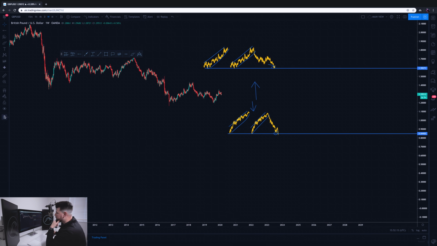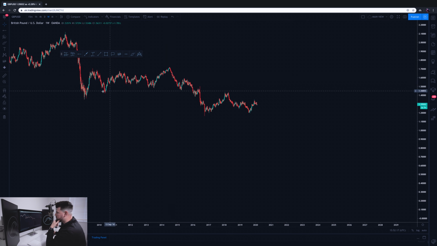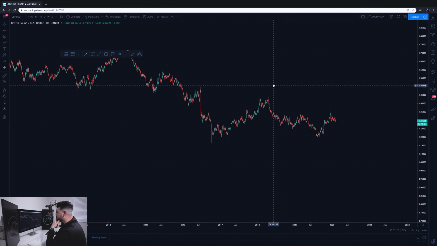Well, let's just delete that for now. So you've seen that part. We could easily just cherry pick that. Let's say, for example, we look at this. This is around Brexit. A lot of you would probably know that. Let's go to the daily, see things a bit clearer. So we're now on the daily chart of pound dollar.